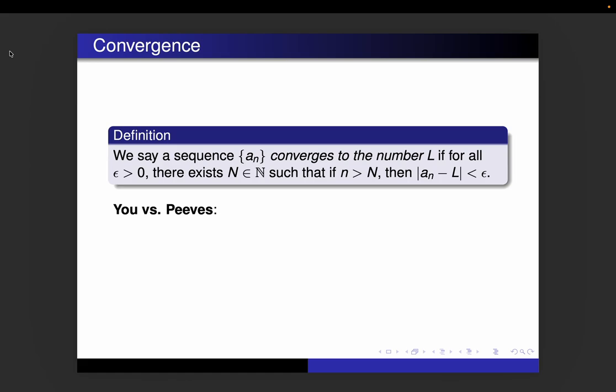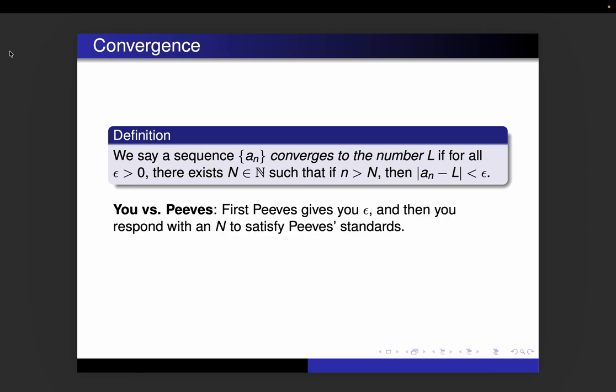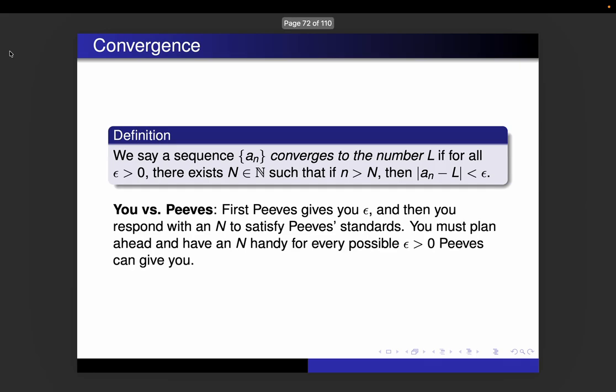So in this situation, Peeves is going to give you a teeny tiny number epsilon that they think there's no way you can get within, and then your task is to find that big N that actually does get less than that epsilon. So Peeves gives you an epsilon, and then you respond with a big N to satisfy Peeves' standards. And you need to be ready for any epsilon that Peeves gives you. That means you must plan ahead, have a big N handy for every possible epsilon greater than 0 that Peeves can give you.